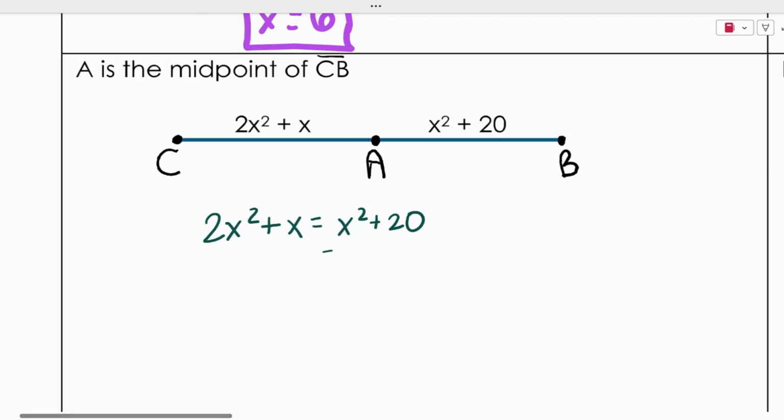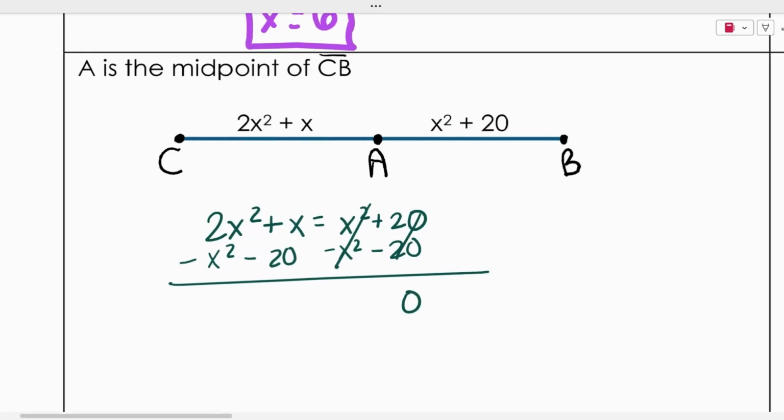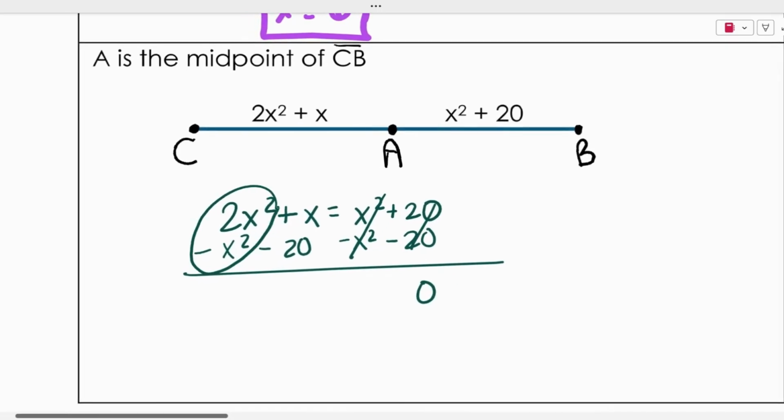So I'm going to take away x squared on both sides. I'm also going to take away 20 on both sides. That's going to leave me with 0 on the right. And on the left, I'm going to combine whatever like terms I can. So I'm going to have x squared from 2x squared minus x squared plus x minus 20.